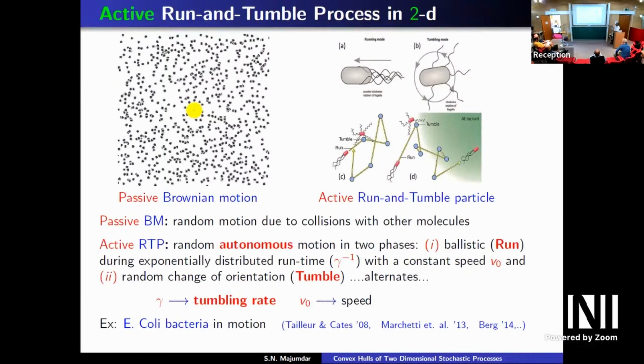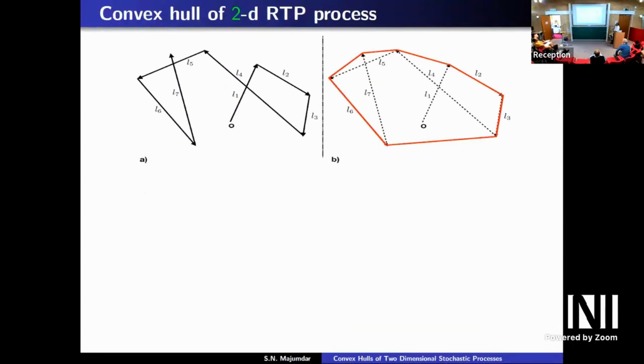And it chooses, here I'm talking about isotropic direction, essentially. And so here you can ask the same question. Suppose I have this E. coli bacteria, and I look at its trajectory, and I ask, what can I say about the convex hull? How does the convex hull grow with time? So this problem, again, we can apply the same approach.